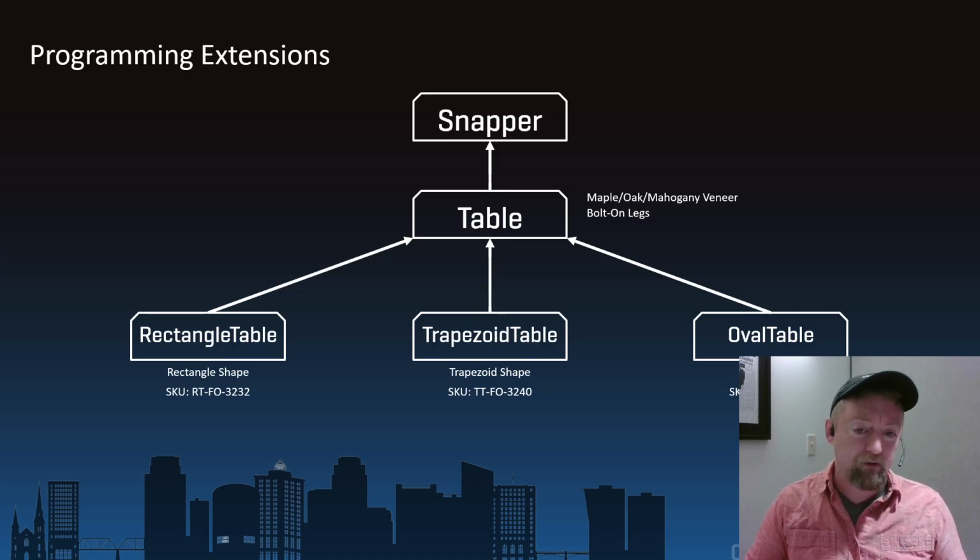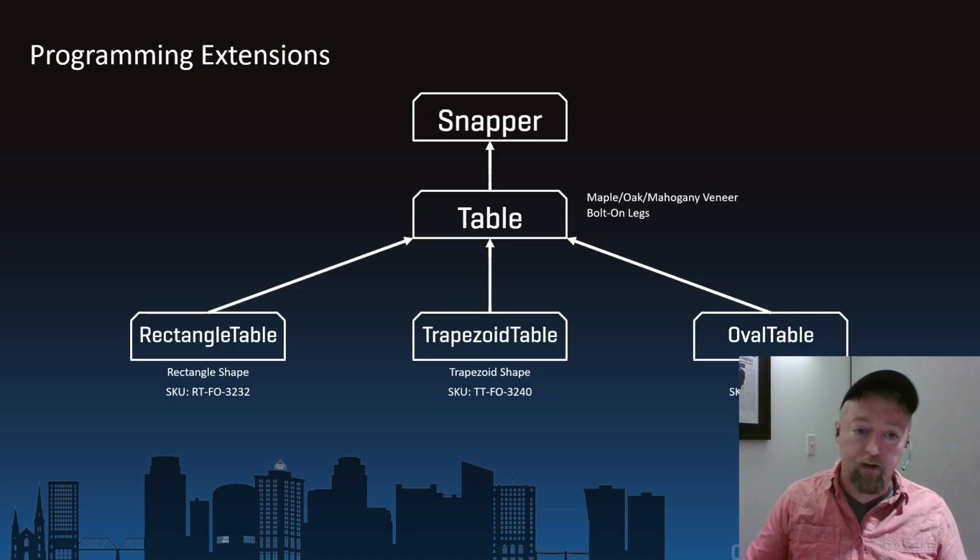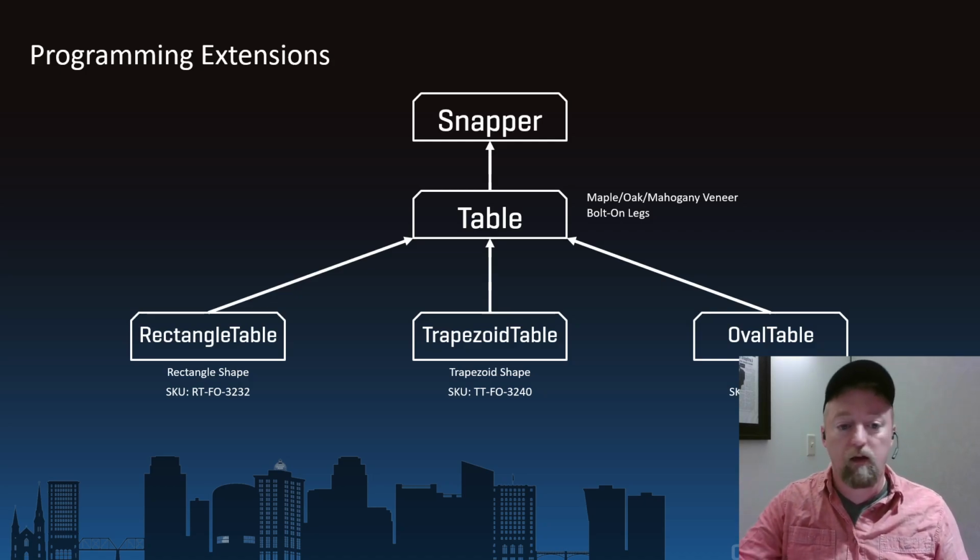So at an abstract level, this is kind of what programming looks like. We open up a file. The file says, I'm making a table thing. Tables have maple, oak, mahogany veneer finishes, they have bolt-on legs.